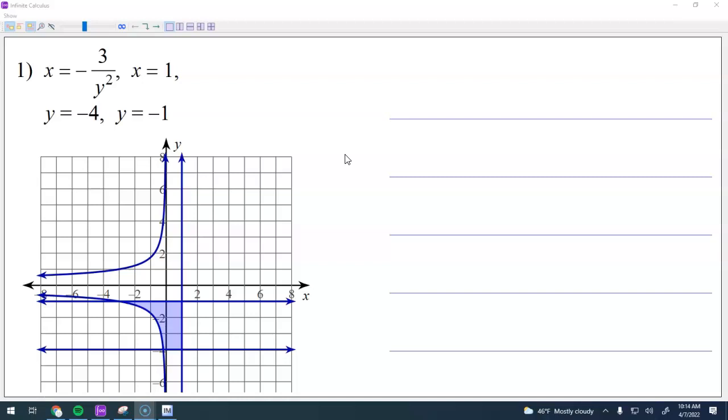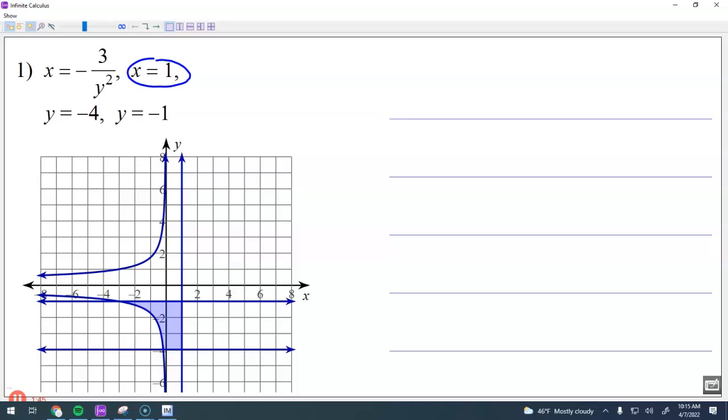So the equations are the same. They just flip. But now everything you put in this equation has to be a y value. If you notice, these look a little different than they did before. So we got a couple things to figure out here. So y equals -4. Well, let's start here. x equals 1. What kind of line is that?